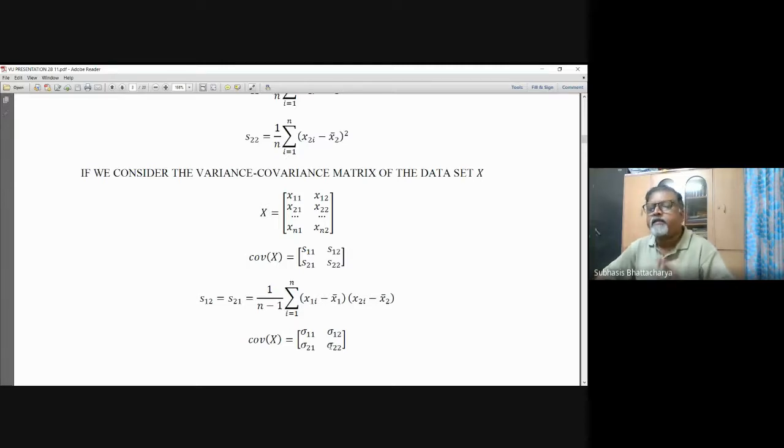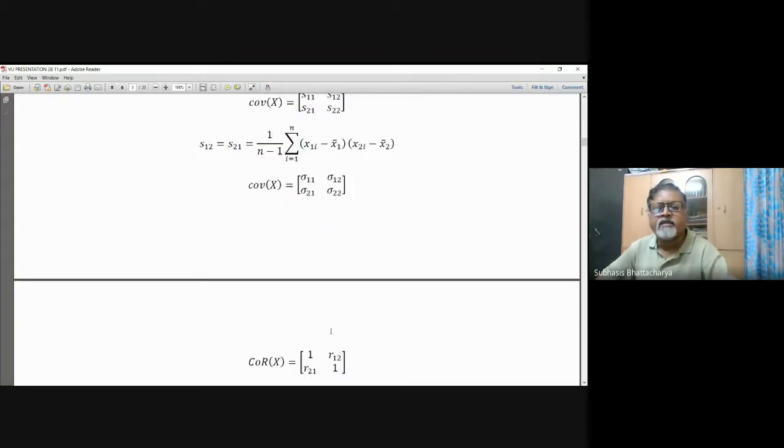Whether it is the population or the sample, it is possible. Now you can extend such constructions. You can construct the correlation matrix also between x1 and x2. How will it be? The correlation matrix looks like this.